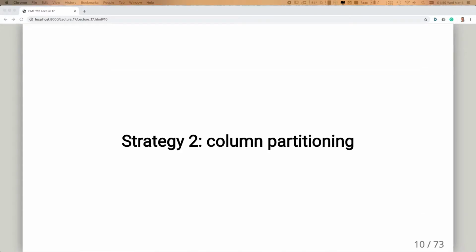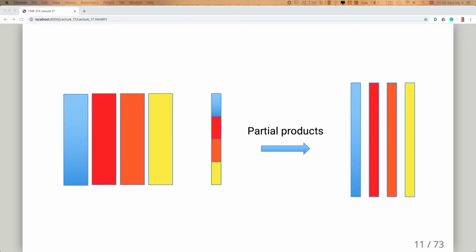So the second scheme is the column partitioning. I'm going to go a little bit more briefly over this one. It's very similar. We are going to do a partitioning across the columns, but you'll see that the steps are closely related to the row partitioning, and in terms of performance it's almost identical. These two schemes are sometimes called duals of each other.